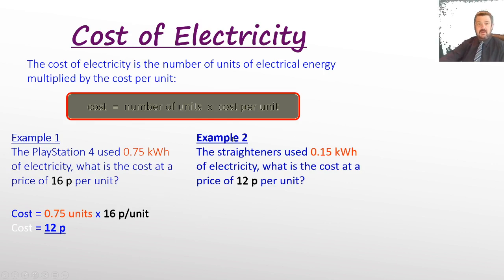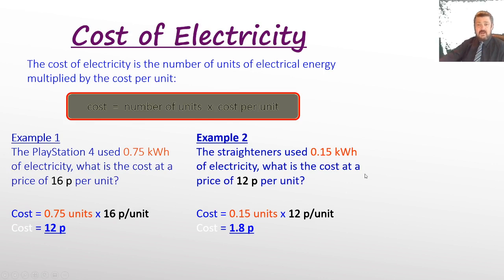Same again on our example for the hair straighteners. It used a total of 0.15 kilowatt hours of electricity. What is the cost at the price of 12 pence per unit? 0.15 units times 12p, 1.8p. So it costs 1.8p to use the straighteners for half an hour.